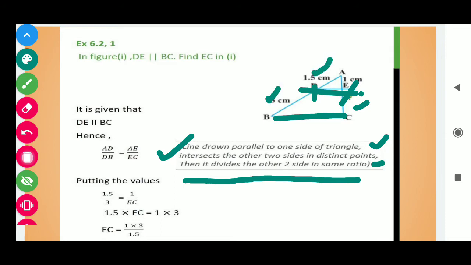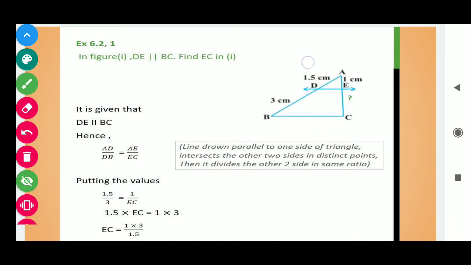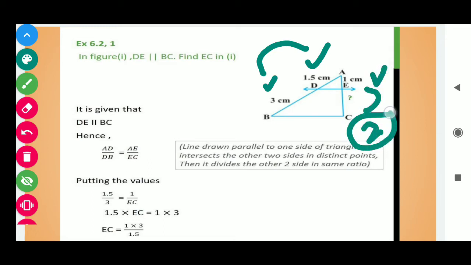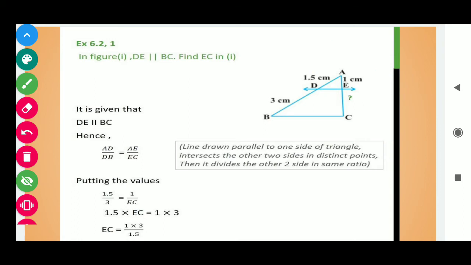You can see here that this is 1.5 and 3 is the double of 1.5. So here is 1, so double of 1 is 2. In this way our answer must be 2. So let's start by using this result.